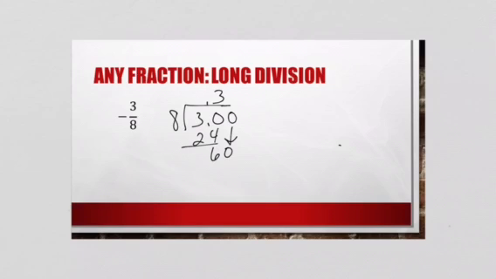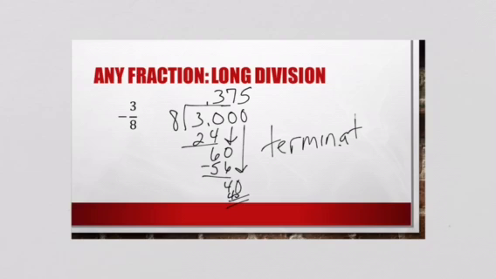8 will go into 60. How many times? How about 7? 8 times 7 is 56. We subtract. And we bring down. 8 into 40, 5 times. Oh, look. This one's going to what we call terminate. That means it ends. So this is a terminating decimal.